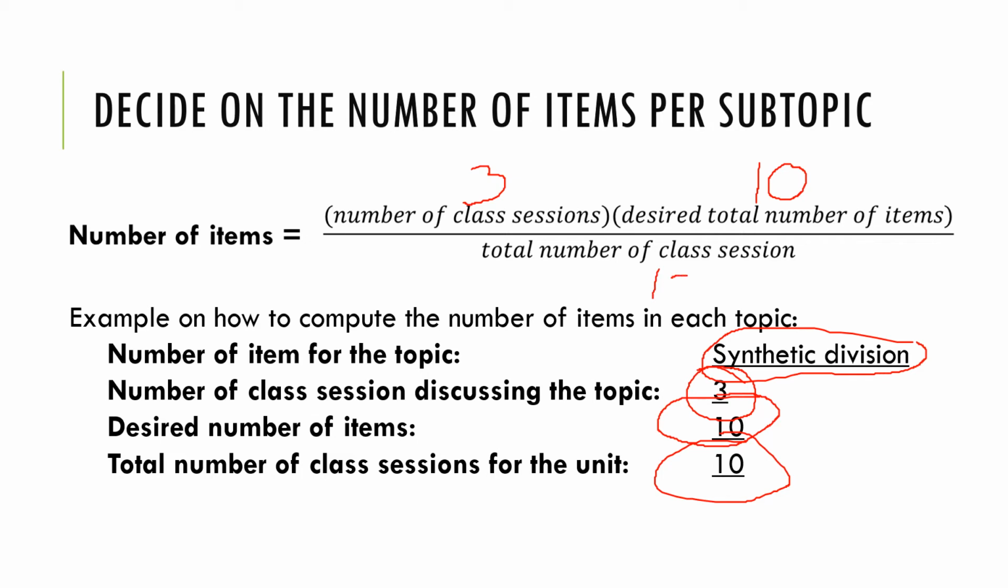Okay. So you have to compute now. We have 3 times 10. That is 30 divided by 10. Okay.